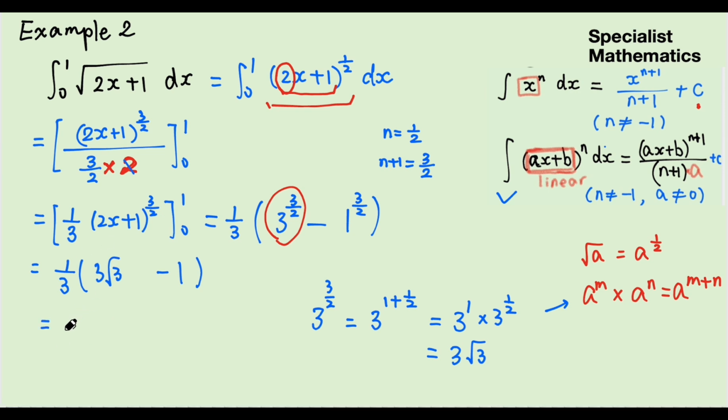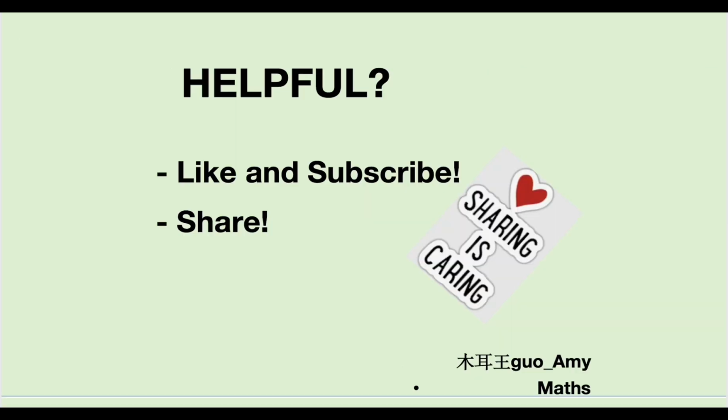Expand the brackets. We will have root 3 minus a third by distributing the common factor to every term in the brackets. By looking back at the process, we know when we apply this formula, it is very important to consider a in the denominator. That's all for this part.